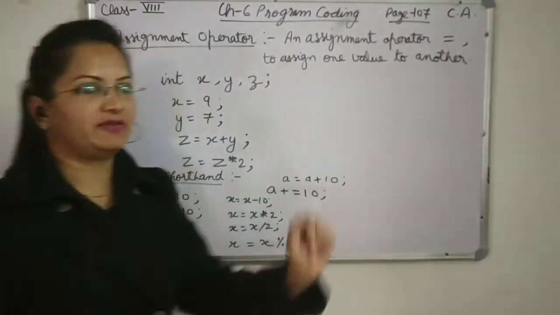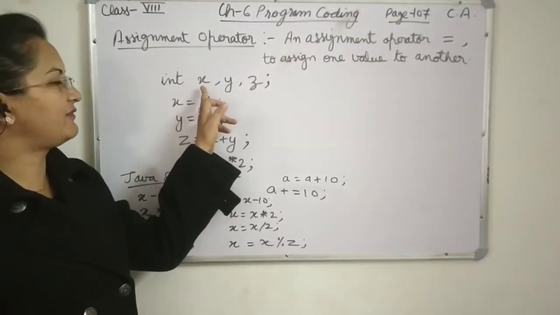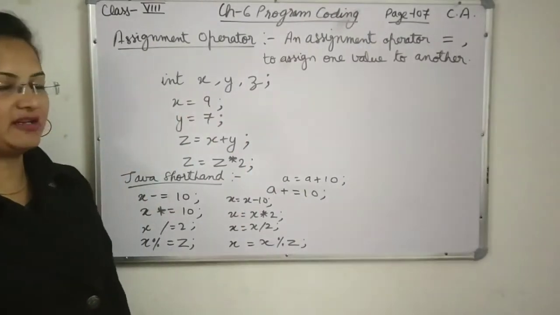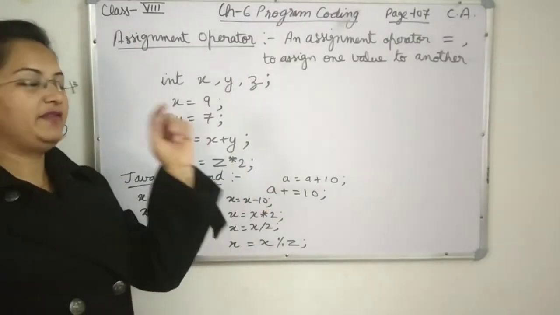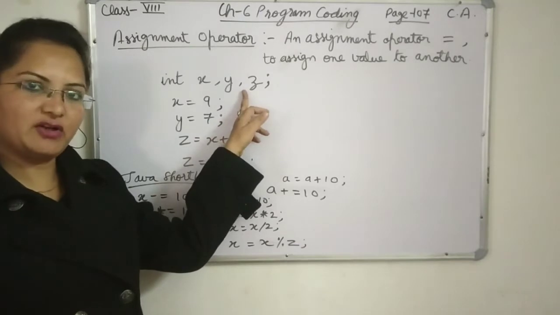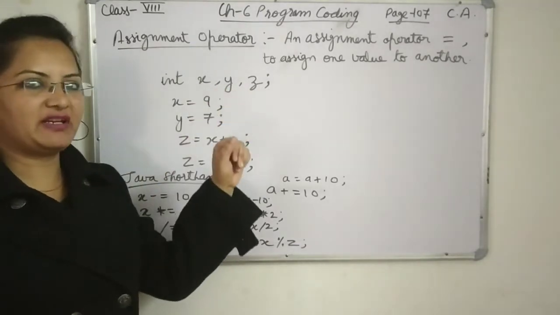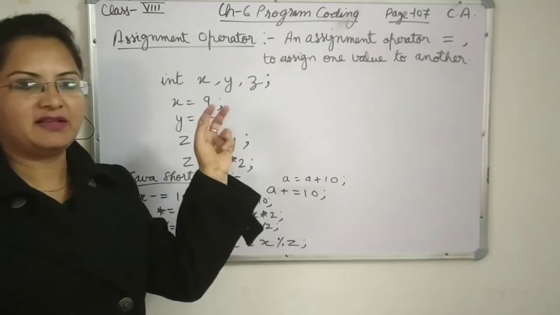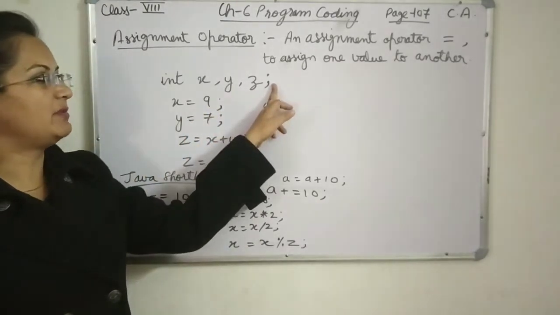See here, int data type I have taken and three variables I have taken. That means three variables will hold three numbers. If we have to declare three integers, then we can write it comma separated also, like int x, comma y, comma z. If we want, we can write separately int x, int y, int z in three different lines. And then we will put terminating symbol here.